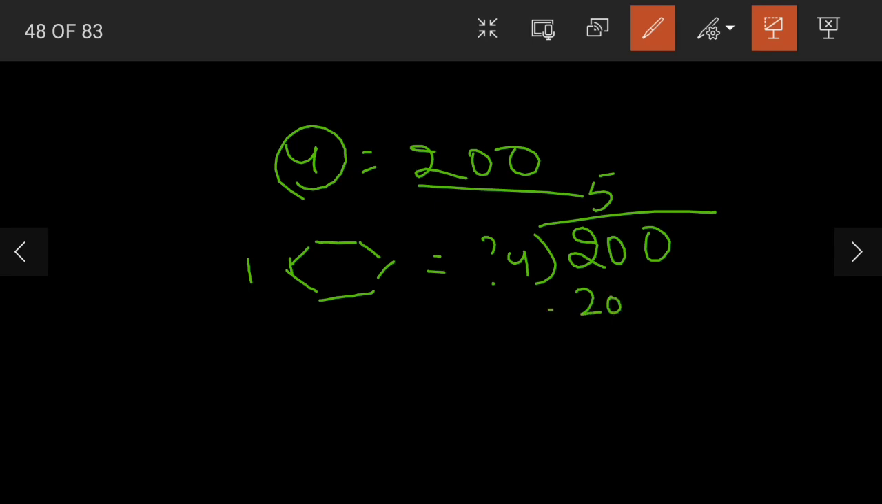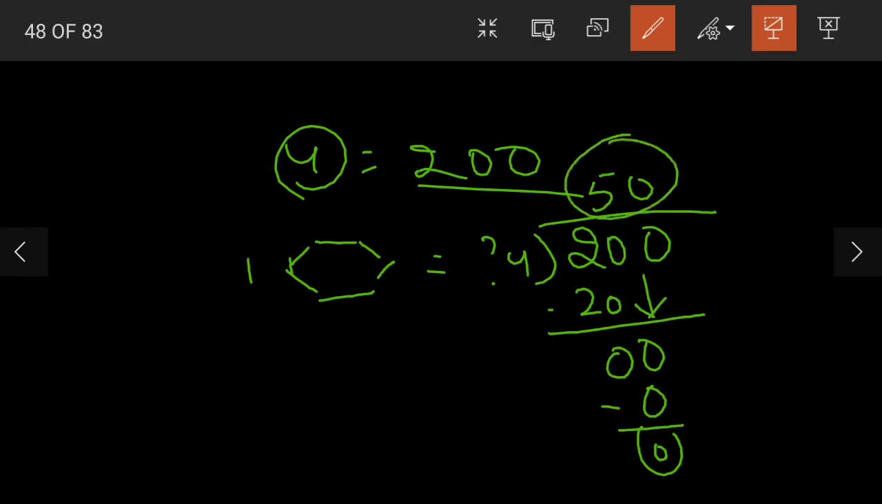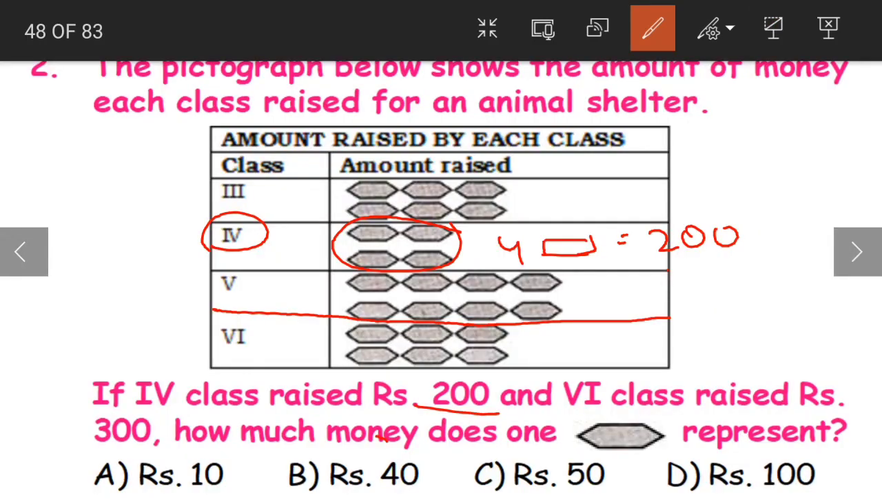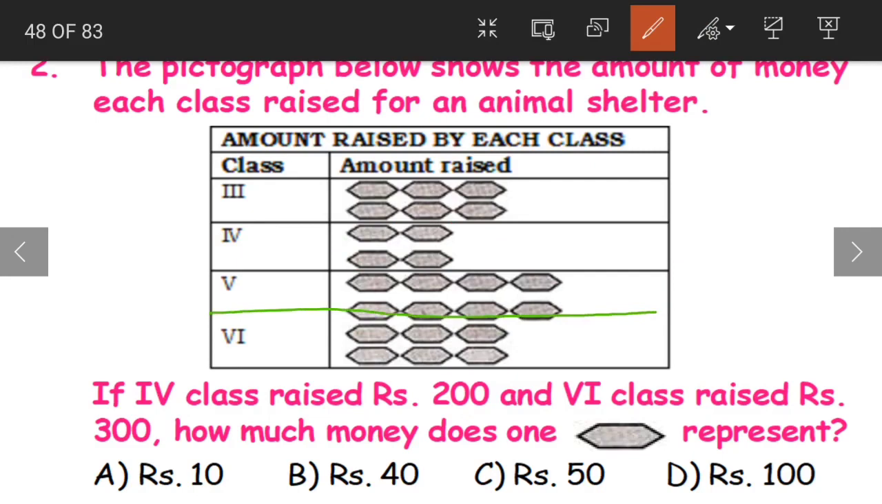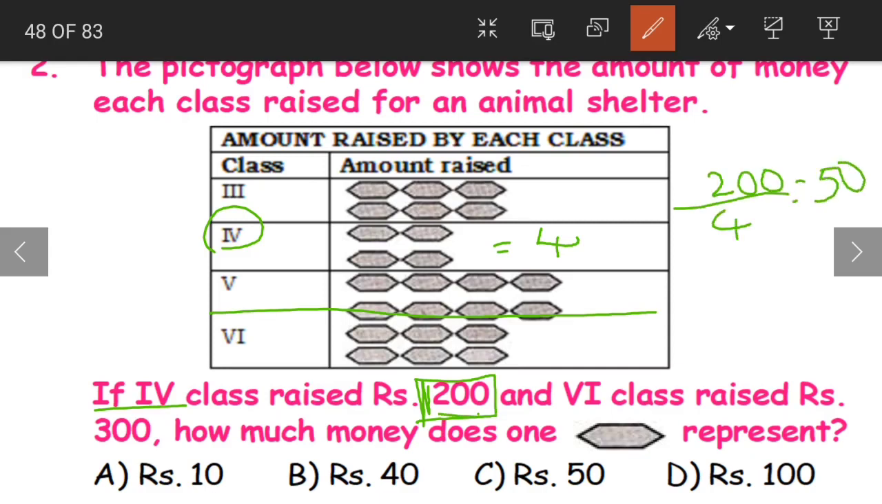4 5s are 20. When we subtract, 0 is remaining, 0 brought down. 4 zeros are 0. When we subtract again, 0 is our remainder. So what is the quotient here? 50. So what is this 50 here? One block is equal to 50 rupees. Is this clear? What are they saying here? See here. 4th class raised 200. For 4th class we are having 4 blocks. Now 4 blocks are equal to 200. Then 1 block will be equal to how much? 200 divided by 4, that is equal to 50 rupees.